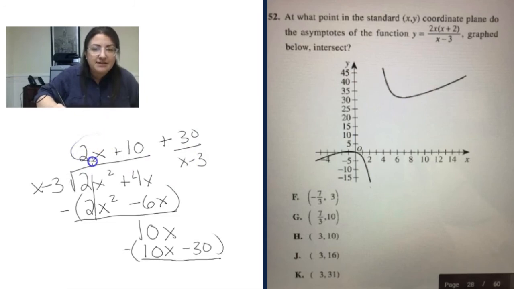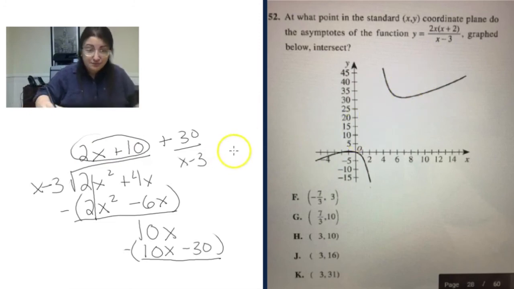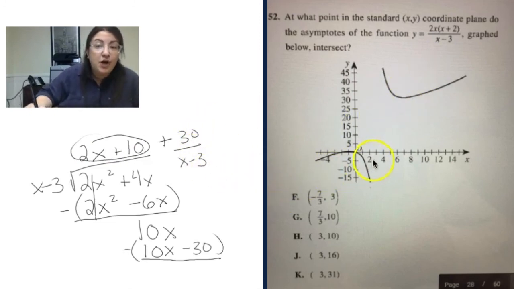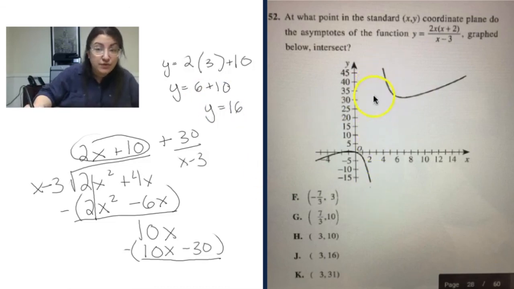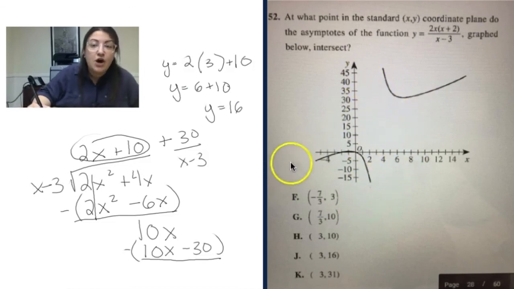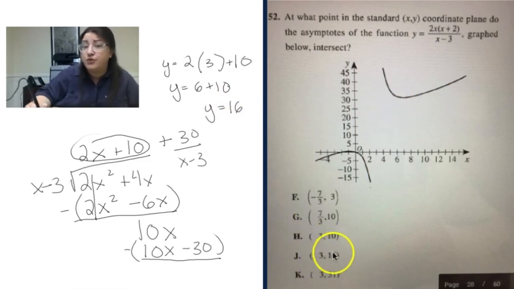So what we have here is essentially the equation of the line that we're talking about, that sort of diagonal asymptote. We want to know how it behaves at x equals 3, because that's where our vertical asymptote lies. If we plug in 3 into this equation, we're going to get y equals 6 plus 10, or y equals 16. So at that point, x equals 3, where our vertical asymptote lies, our oblique asymptote has a value of 16, which again is going to give us answer choice J.